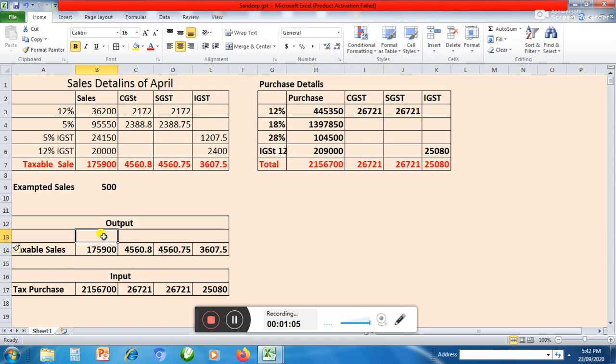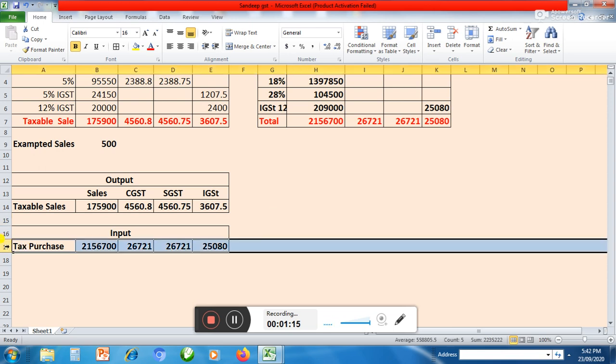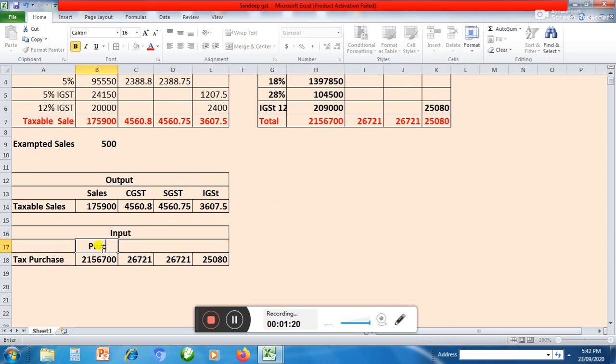This is sales. Okay. This is CGST, this is SGST and this is IGST. Okay, so this is GST. Similarly, here is purchase: CGST, SGST and IGST.